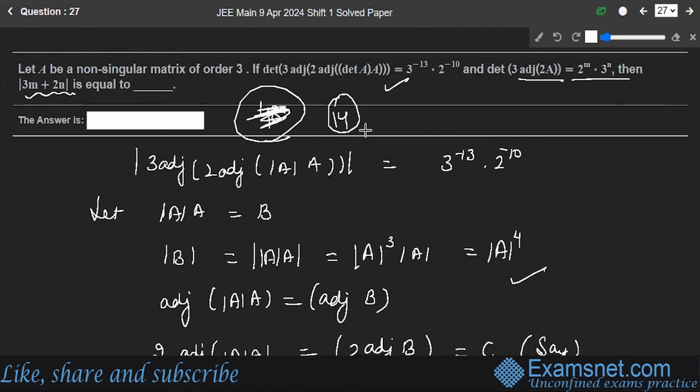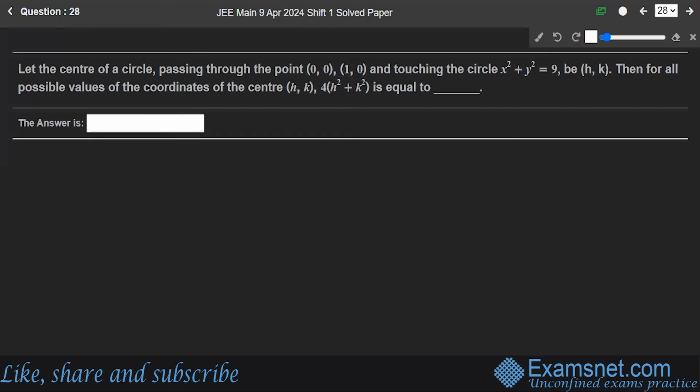Hope you got that. Let's move to the next question. Question number 28: let the center of the circle passing through origin 1, 0 and touching this circle be h, k. Then for all the possible values of the coordinate of h comma k, what is the value of 4h squared plus k squared? See, circle will touch internally.